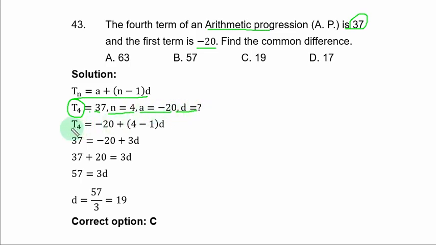You insert everything into the formula and you have t sub 4 equal to minus 20 for the first term plus bracket open n, which is 4, minus 1 bracket close times d. The fourth term is 37. Then you have this. Collect like terms, you have this. If you add, you have this. Divide both sides by 3. d is equal to 57 over 3, and that is 19. C is the correct option.